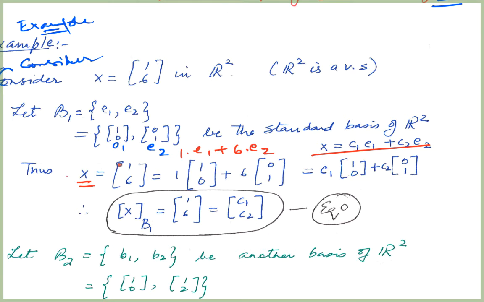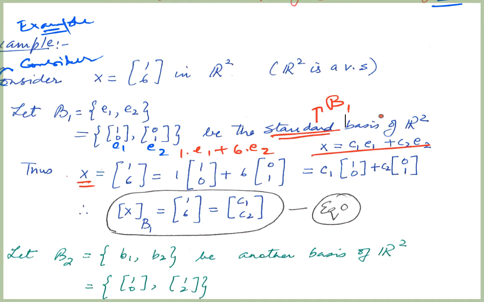So in other words, this vector (1, 6) is nothing but the coordinate vector of x relative to the standard basis B1. If you know a standard basis of an R-dimensional space, every vector x is nothing but the coordinate vector of x relative to the standard basis. Very important, remember. This B1, guys, is the standard basis. In our problem here, B1 is the standard basis of R2.